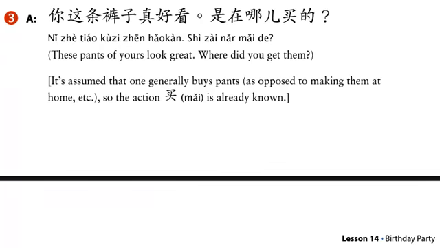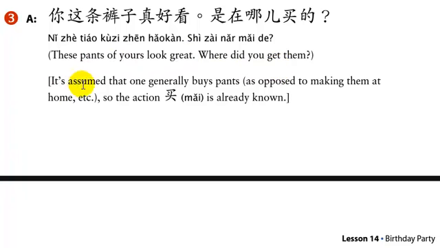All right, here's another example. 你这条裤子真好看，是在哪儿买的? Okay, so this person asks a question and right off the bat uses the 是...的 construction, right? These pants of yours look great. Where did you get them?